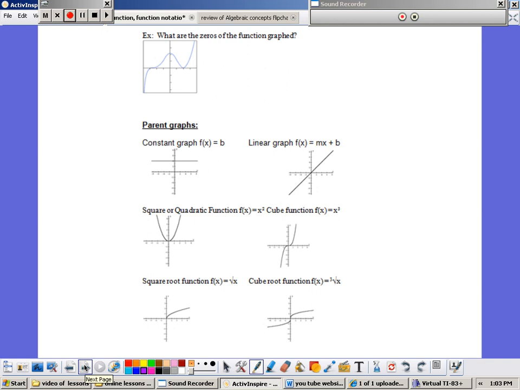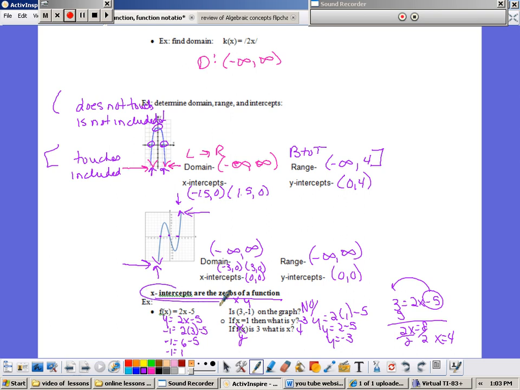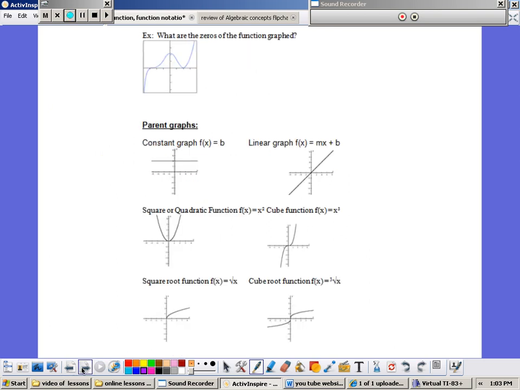Okay, so what are the zeros of the function? A minute ago I told you that the x-intercepts are the zeros of the function. So I'm asking for the x-intercepts. So the x-intercepts are -3, 0, and 2, 0. I want you to understand that the x-intercepts and the zeros of a function are the same thing.